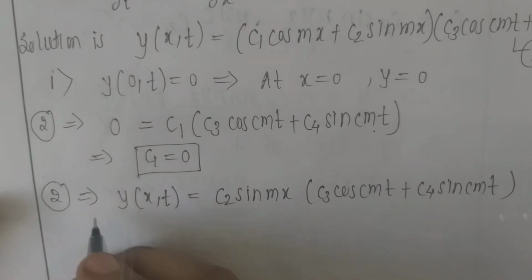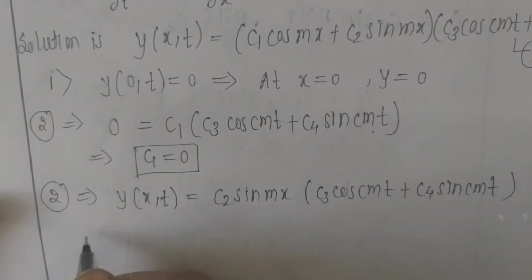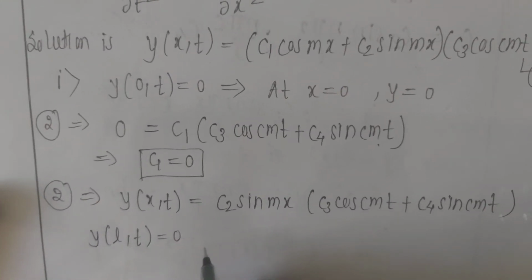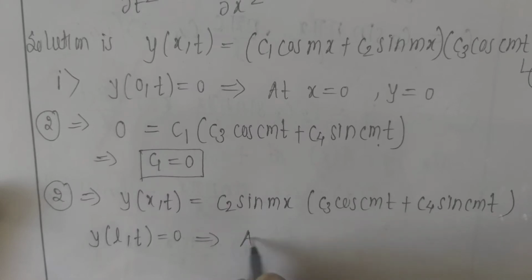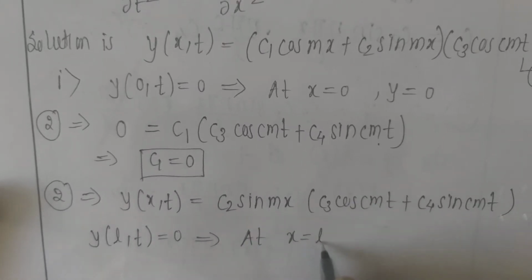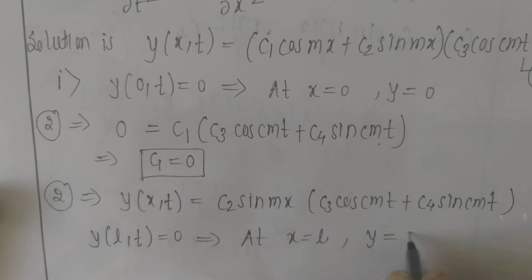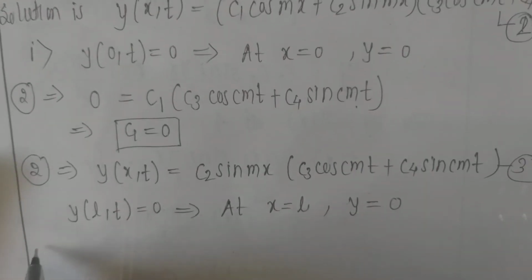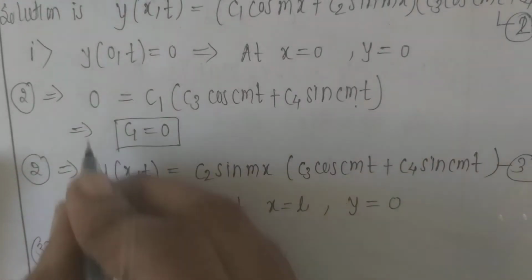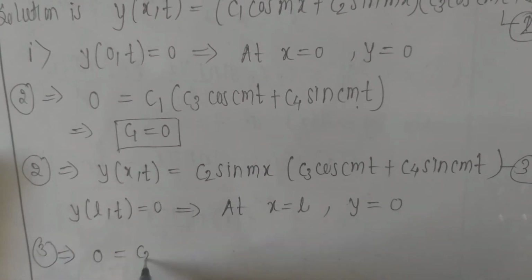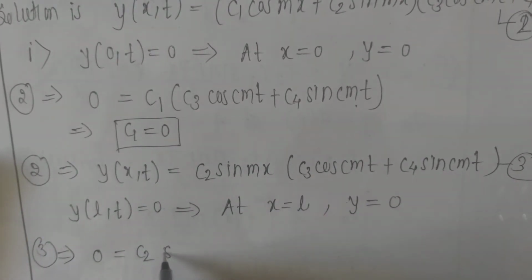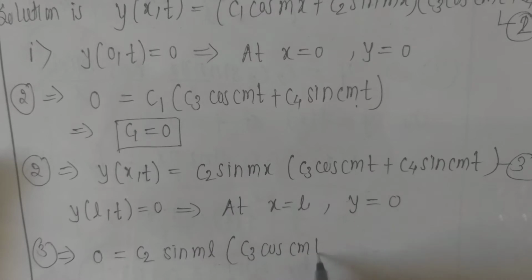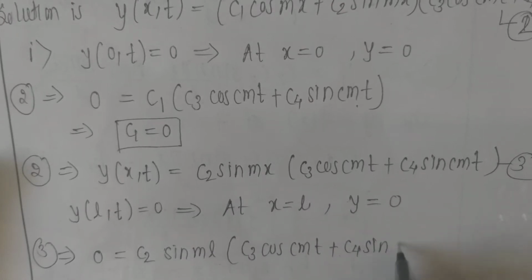Okay, now again one more condition is there, y of L,t is equal to 0. Then we know that y at x is equal to L; the meaning of this condition is that at x is equal to L, y becomes 0. So substitute this value in equation number 3. So equation 3 becomes y is equal to 0, put here, equal to c2 multiplied by, at x is equal to L, sin ml, multiplied by c3 cos cmt plus c4 sin cmt.